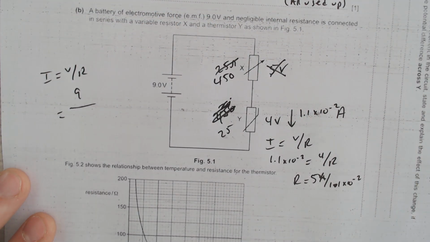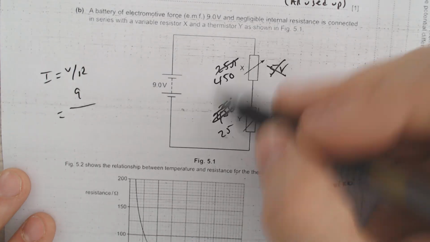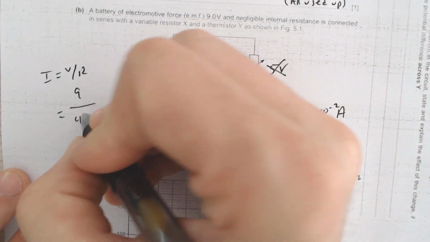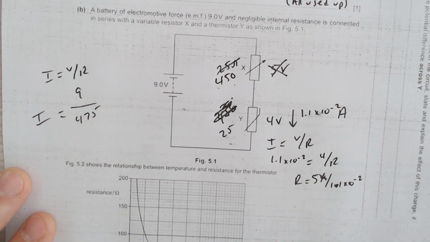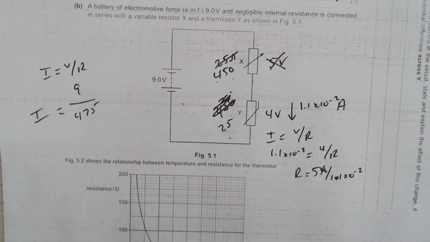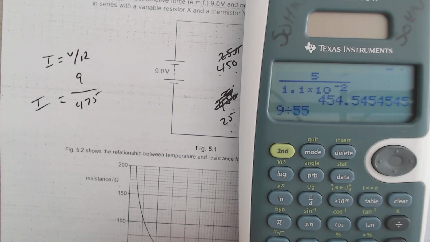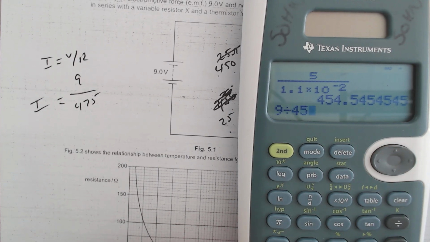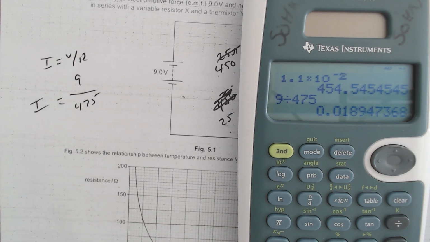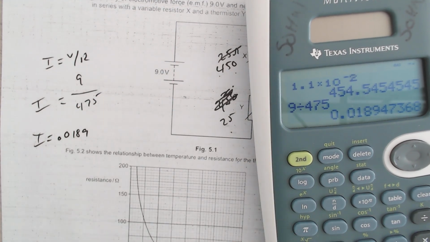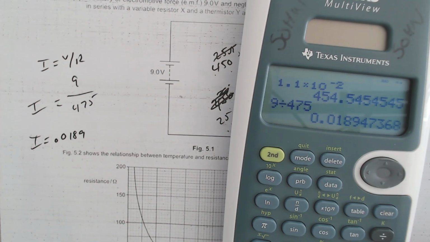We have the total resistance, 450 plus 25, would make 475. Finding the new current, a very, very small current: 9 divided by 475. The current is 0.0189. I do not recommend rounding that early.